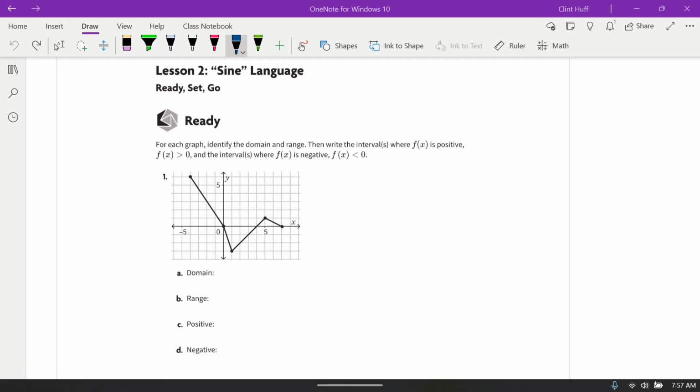All right, unit 6, lesson number 2. Okay, so looking at this graph, my domain is going to be my set of x values.